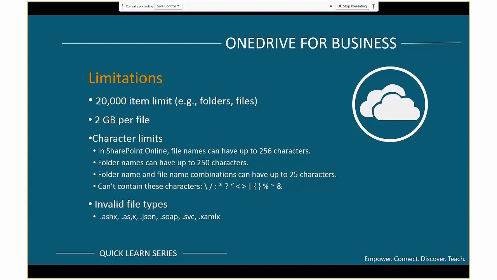Just a couple of character limitations. One that I'm going to point out for sure is the very last one. It says can't contain these characters. If you're a PC user, you're already used to not being able to contain these characters in file names. If you're a Mac user, this may be something new. So just something to think about when you're uploading files to OneDrive for Business. There's also a handful of invalid file types, probably not something that most of us come across on a daily basis, but just so you're aware, there are a handful of invalid file types that cannot be uploaded to OneDrive for Business.